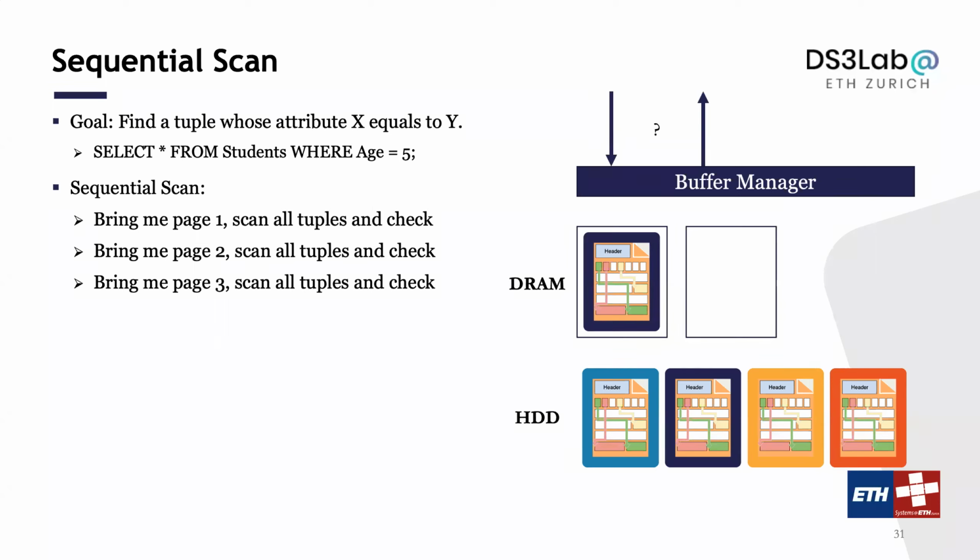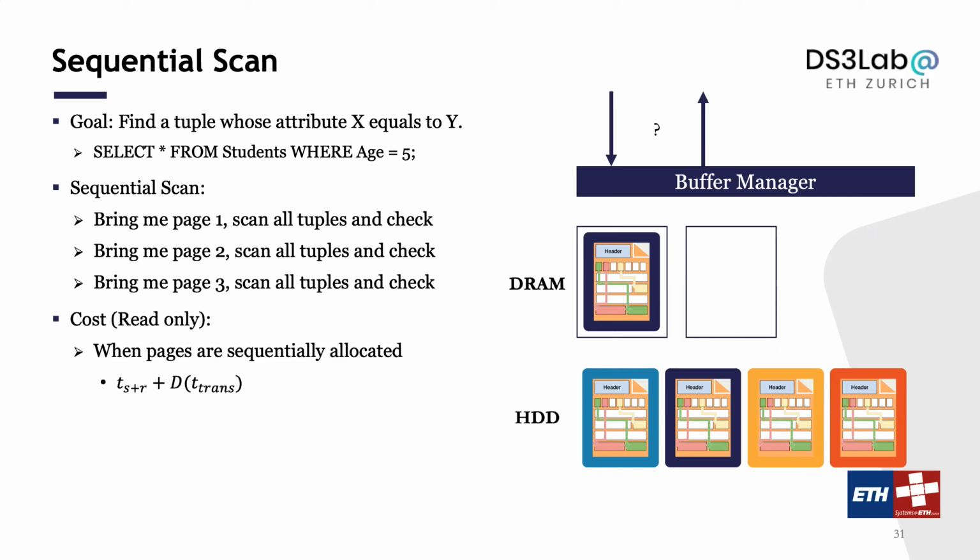So what is the performance of this? Whenever we talk about performance in the course, we only count the IO, the data movement. There are multiple scenarios here. The first one is when pages are sequentially allocated. Doing this is going to essentially do one sequential scan over all those pages. So you pay 1 unit of cost in terms of seek and rotate, and then a transfer time for every page.